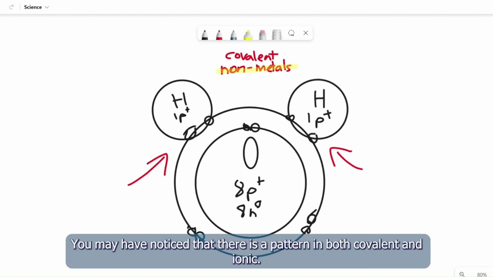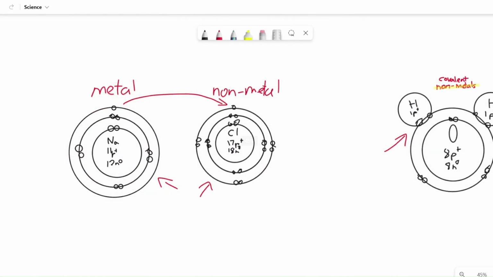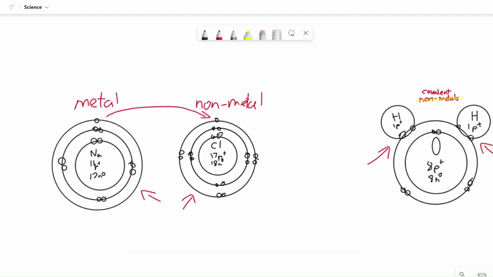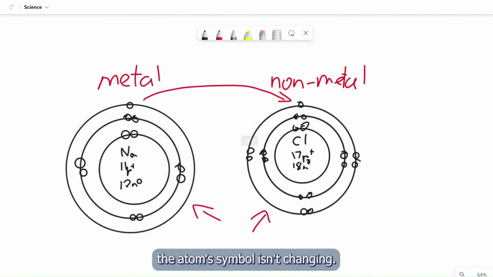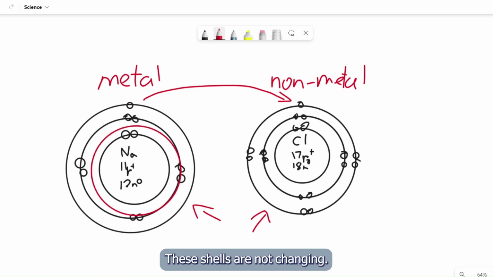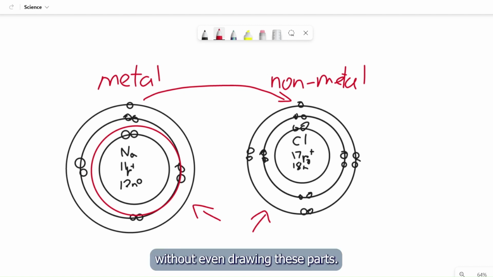You may have noticed that there is a pattern. In both covalent and ionic, only the valence electrons are being affected. The protons aren't changing. The atom symbol isn't changing. The inner electrons, these shells, are not changing. So, I wonder if there is a better way to show covalent and ionic compounds without even drawing these parts.